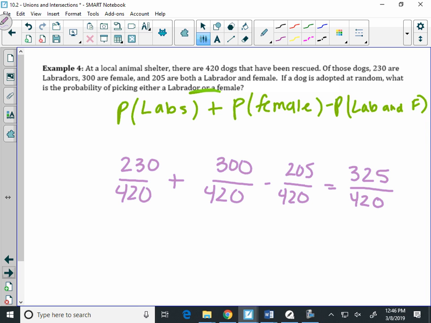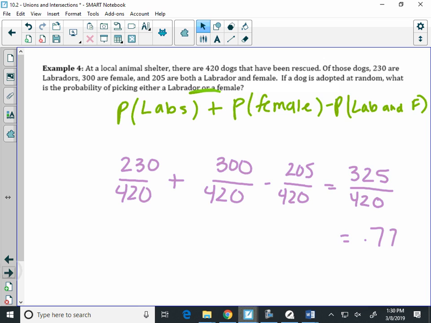One or the other. What's that as a decimal just for practice? That's 325 divided by 420. So 0.77. So 77% of those dogs were either lab or they were female. Questions over that?